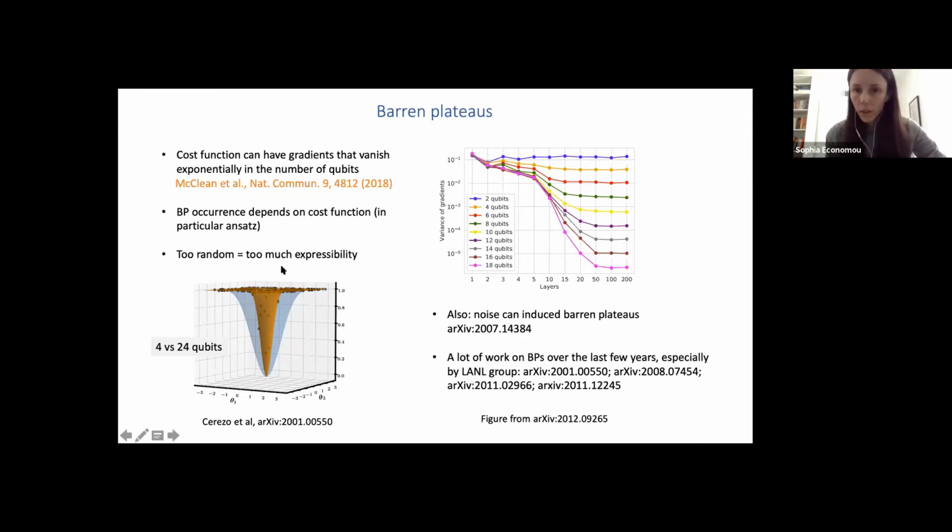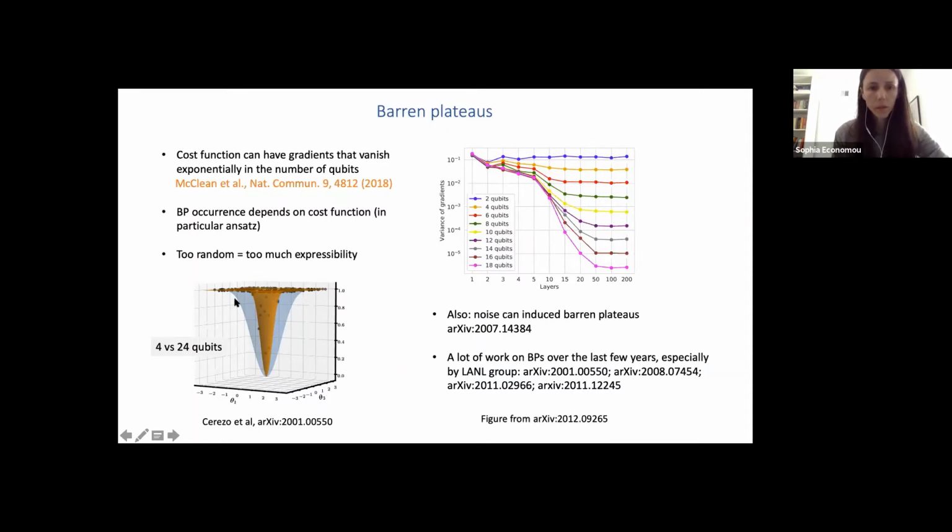So you can see here, by looking at the figure on the right, the variance of the gradients for a different number of qubits. And you see that, of course, this is layer dependent. So as you add layers, which means you add optimization parameters, these gradients become smaller and smaller, and then they plateau out here. So if you look at a cross section vertically here, you will see that this decreases exponentially with the number of qubits.